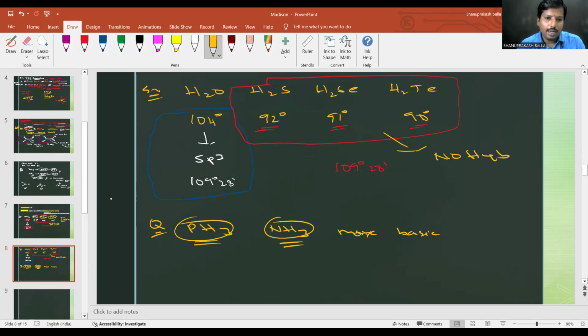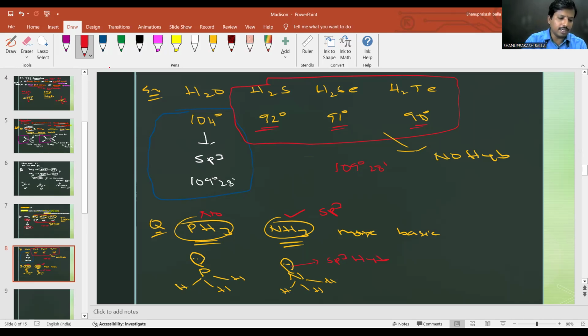As you know, in PH3, phosphorus and hydrogen, one lone pair of electrons is present. In the ammonia molecule NH3, here also a lone pair of electrons is present. But what is the difference between these two molecules? In PH3 there is no hybridization, but in NH3 there is sp3 hybridization. So this lone pair of electrons is present in an sp3 hybrid orbital, whereas in PH3 the lone pair is present in a pure s orbital.